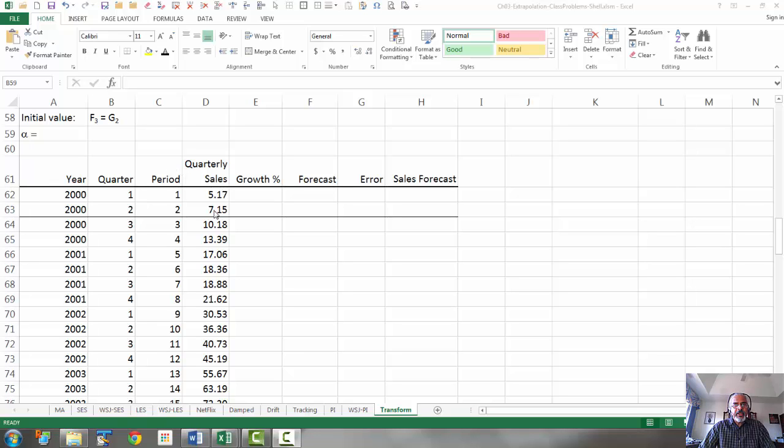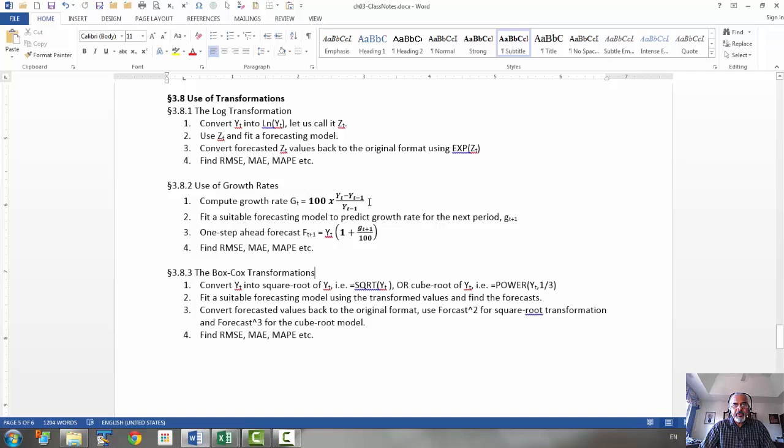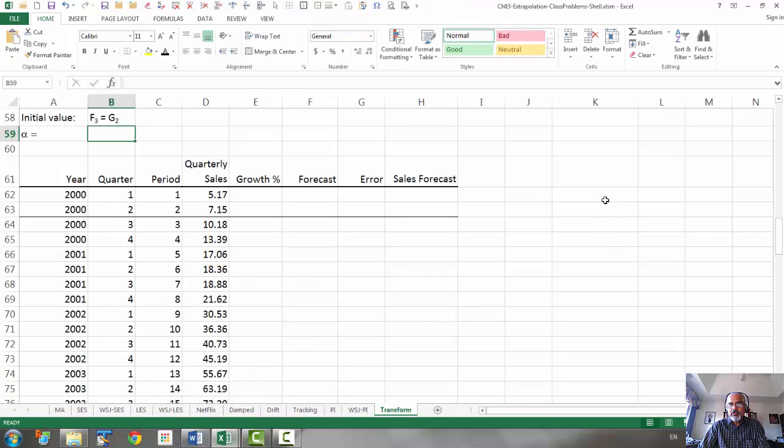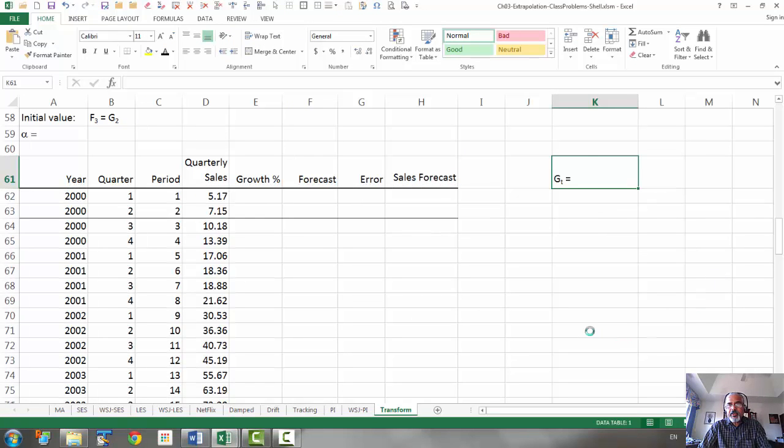Next is growth rate transformation. Again, we start with the 16 period actual data. And the growth rate percentage is y sub t. So here is the formula for growth rate. So that's our formula. Let's copy that over here so we can have it right there.